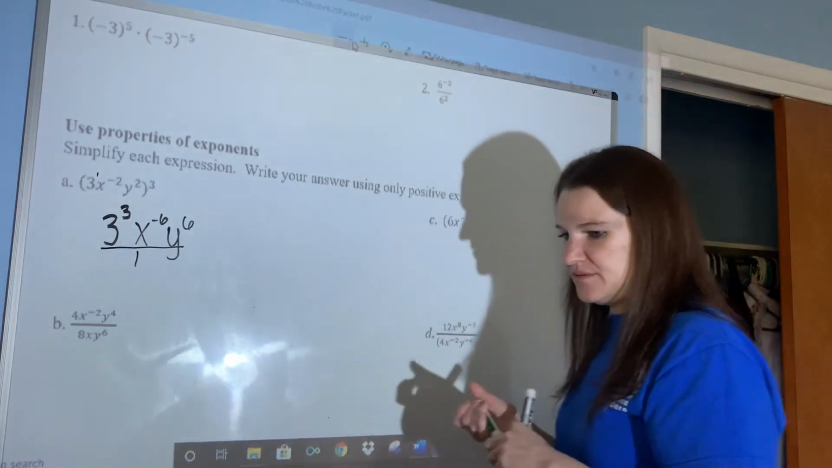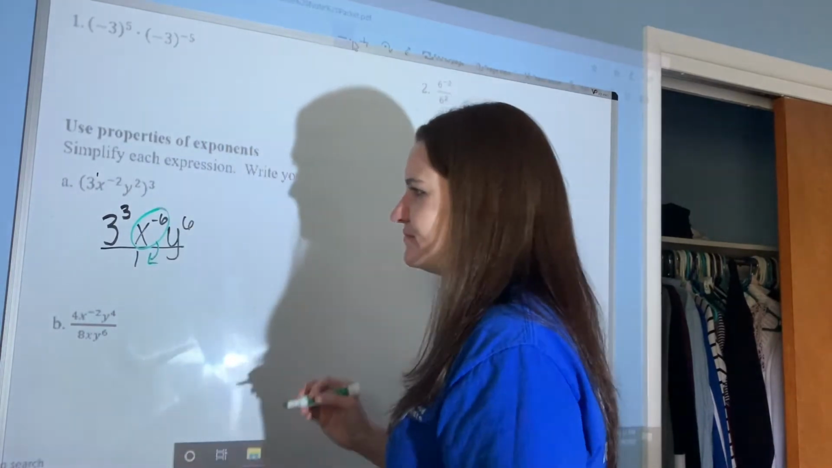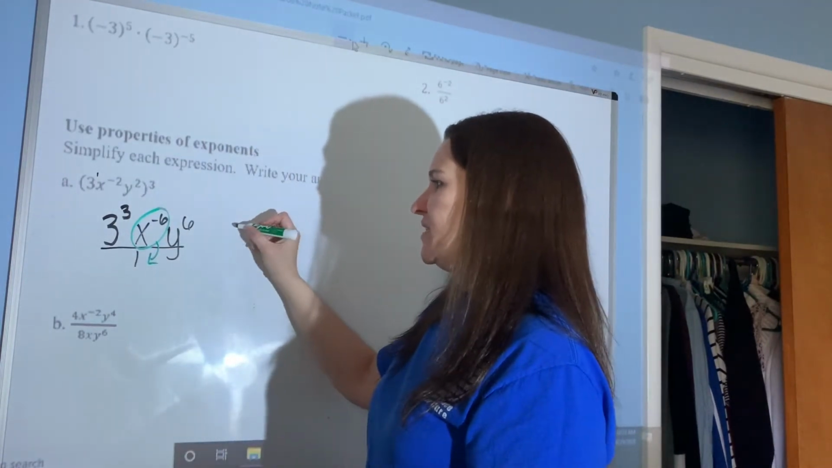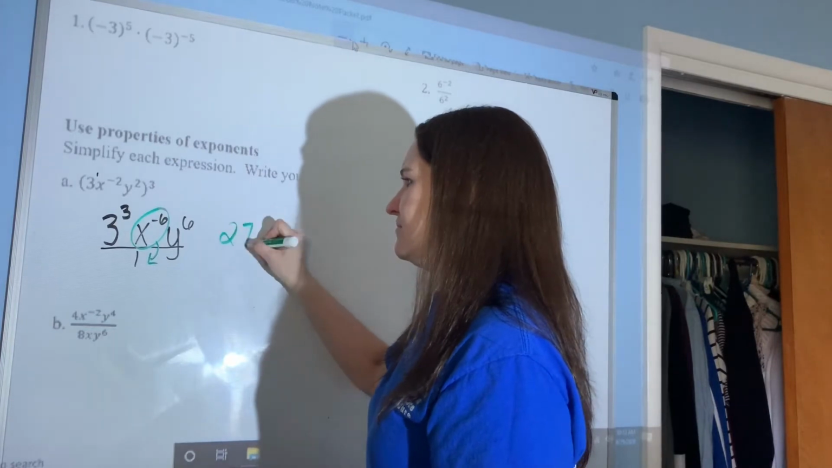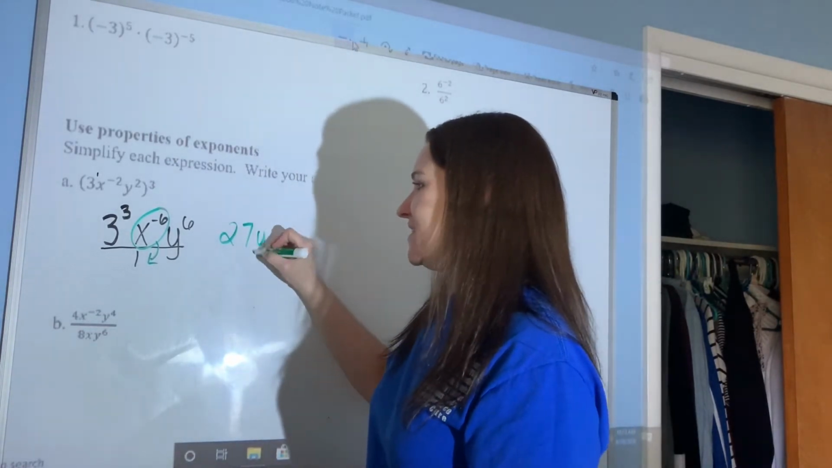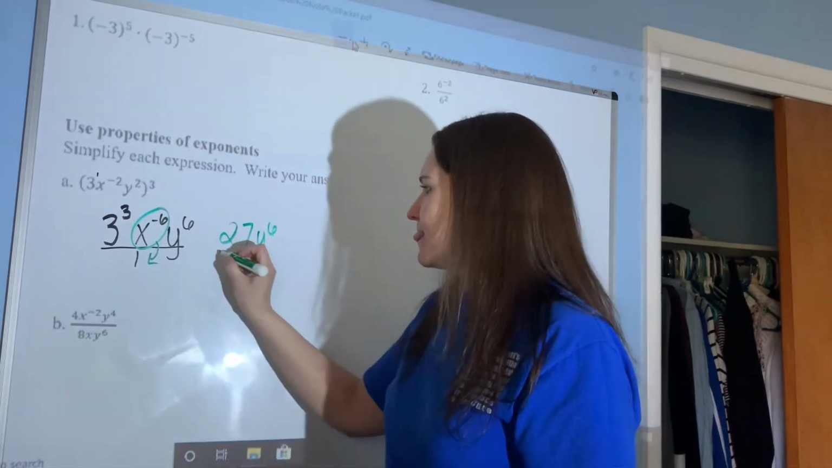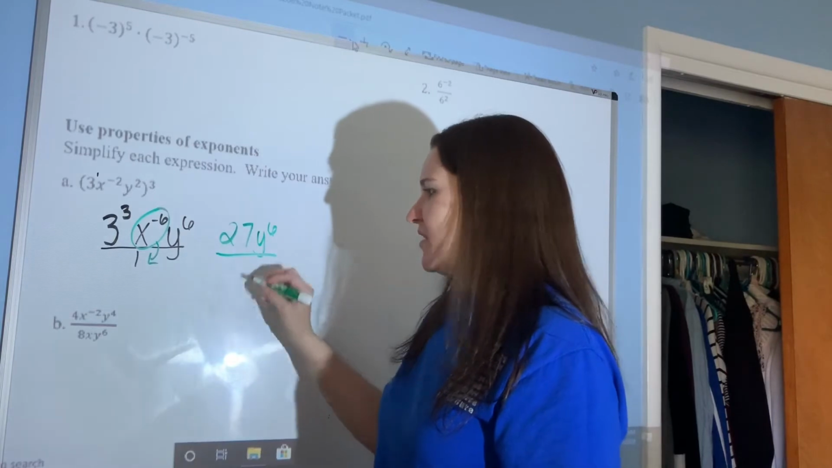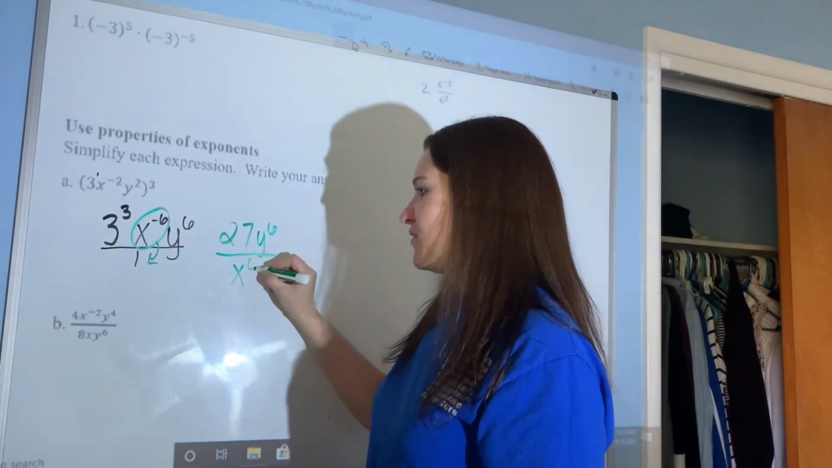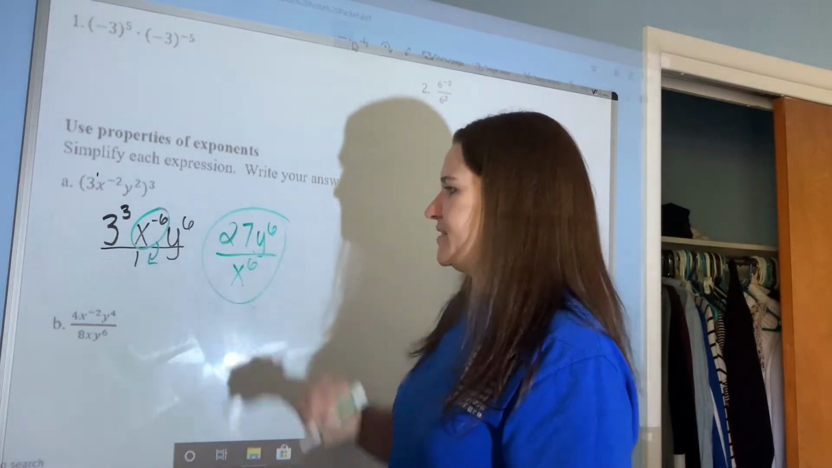Grab a different color. This guy's going into the denominator. So 3 cubed is going to give me 27. 3 times 3 is 9. 9 times 3 is 27. The y to the 6th does not move. It doesn't have a negative exponent, so we're good. And then on the bottom here, I'm going to bring down that x. And then when you move it, it becomes positive. So x to the 6th is on the bottom, and it's simplified.